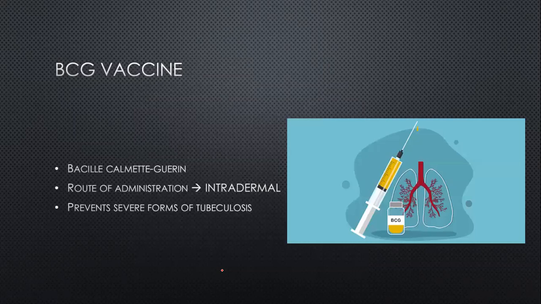And here we have an example, the BCG vaccine. These letters stand for Bacille Calmette Guerin. When we're talking about the BCG vaccine, the route of administration is intradermal, and it prevents severe forms of tuberculosis. Could you tell me any severe forms of tuberculosis that the BCG vaccine protects from?